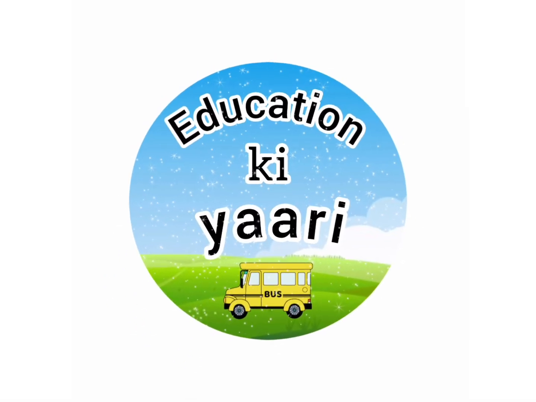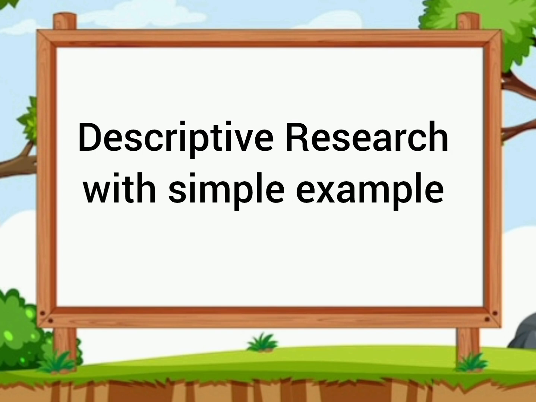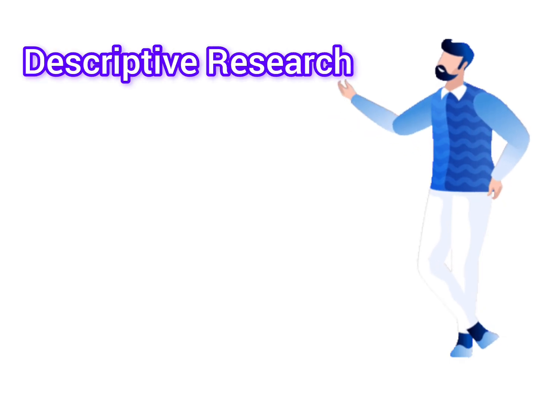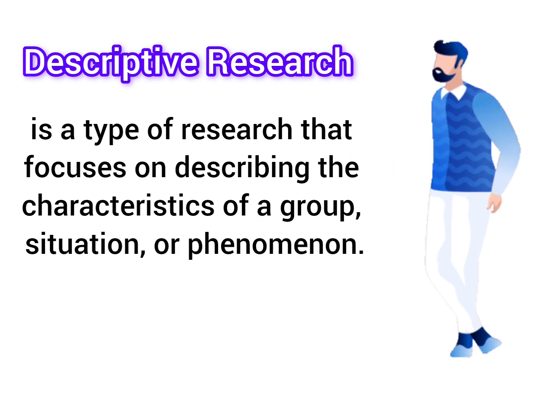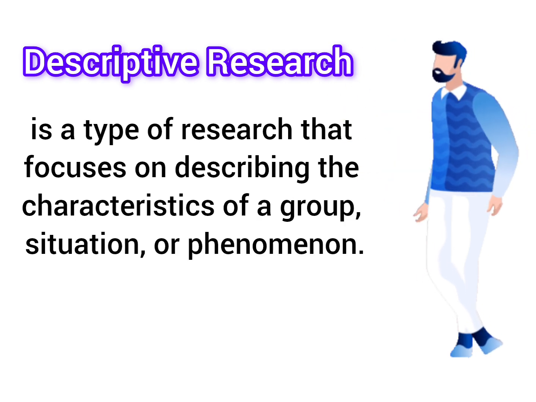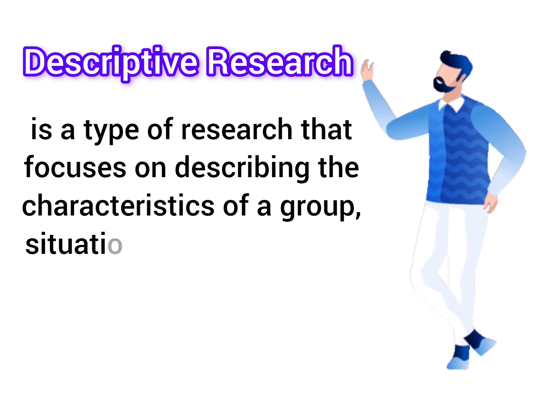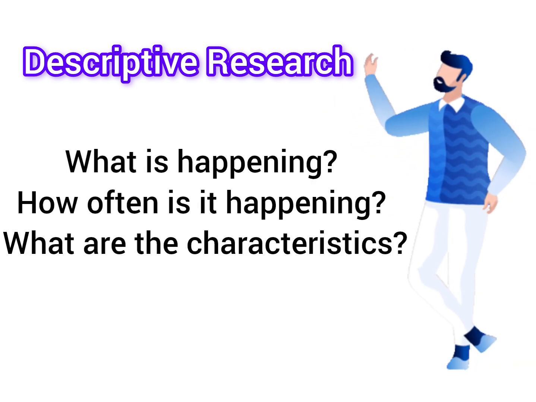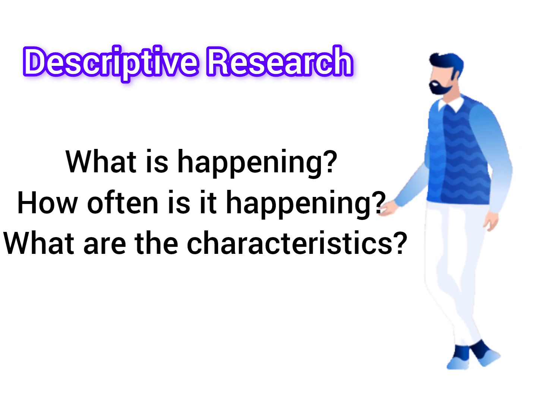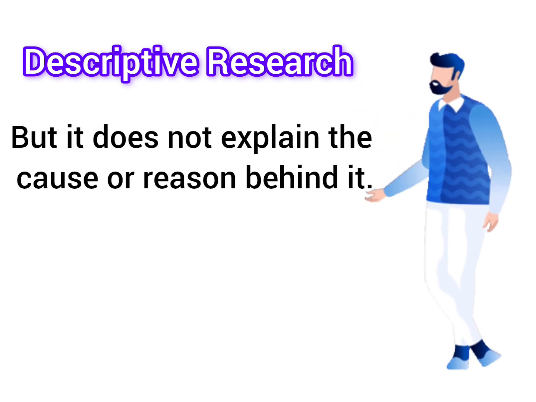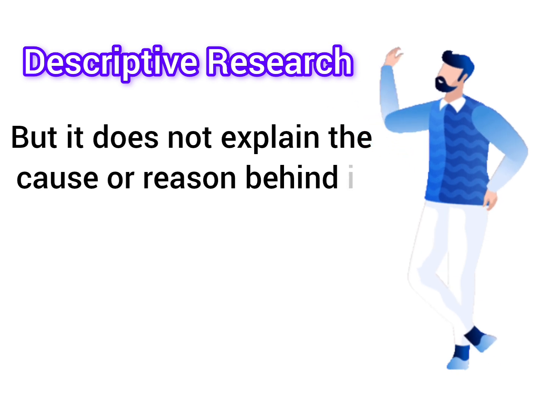Today let's understand descriptive research in a simple way with an example. So descriptive research is a type of research that focuses on describing the characteristics of a group, situation or phenomenon. It answers questions like what is happening, how often is it happening, what are the characteristics, but it does not explain the cause or reason behind it.